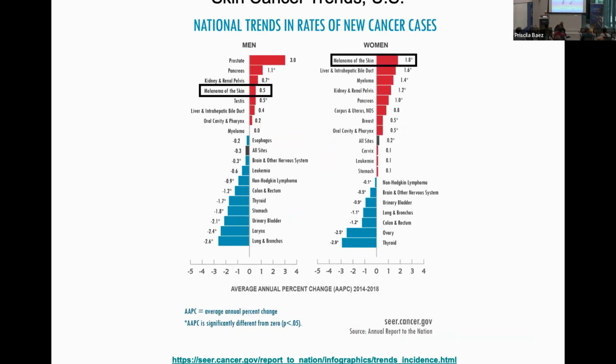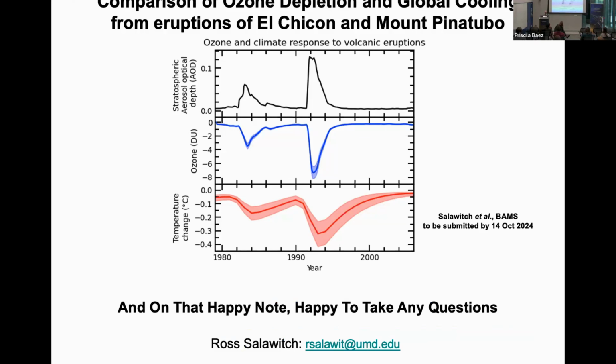Okay. I love trees. Okay, national trends in cancer. I pulled this from a US agency. For women, melanoma is sadly the largest rising cancer. For men, it's rising as well. Obviously, some of this is behavioral. A lot of it's behavioral. But if we reduce ozone, we expose more people to UV light. So on that happy note, and let's see how I am time-wise. Okay, I think I'm good time-wise. I am happy to take questions.